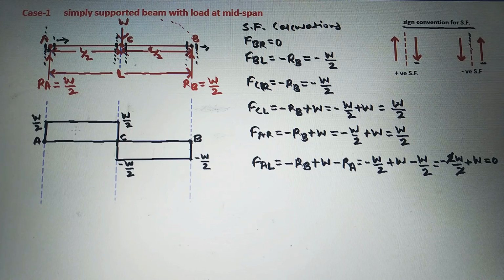See, this portion is above the baseline, so it will be positive. This portion of shear force is positive and this portion is below the baseline, so this portion is negative. So this is the shear force diagram for this simply supported beam with load at midspan. Next we have to do the bending moment calculations to draw the bending moment diagram.